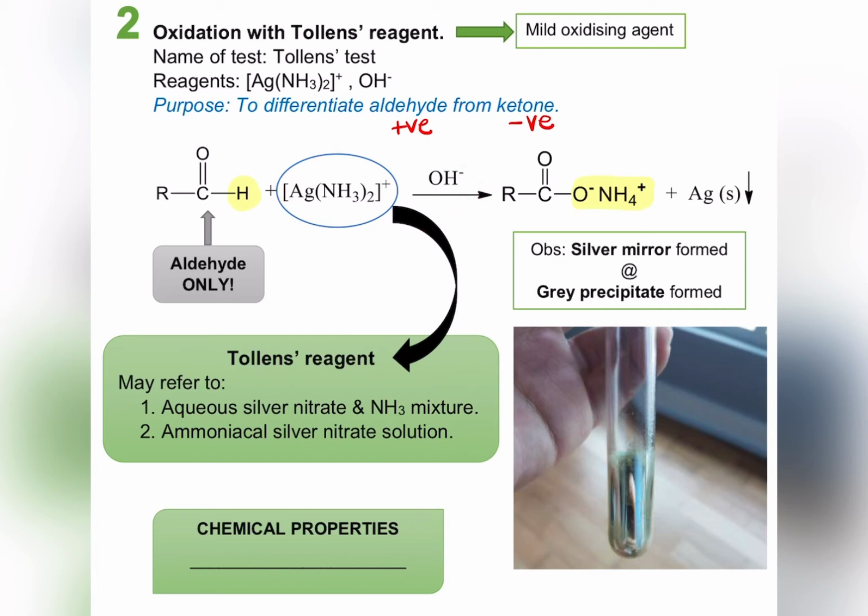Tollens reagent, for your information, may refer to other terms. The first one is aqueous silver nitrate and NH3 mixture. So this is the same case as Tollens reagent. Another term that can be used is ammoniacal silver nitrate solution. So if you see another term like this in your question, you have to understand it is referring to the Tollens test as well. So now, this observation is what we call a silver mirror. And the chemical property here is oxidation because you use Tollens reagent as a mild oxidizing agent.